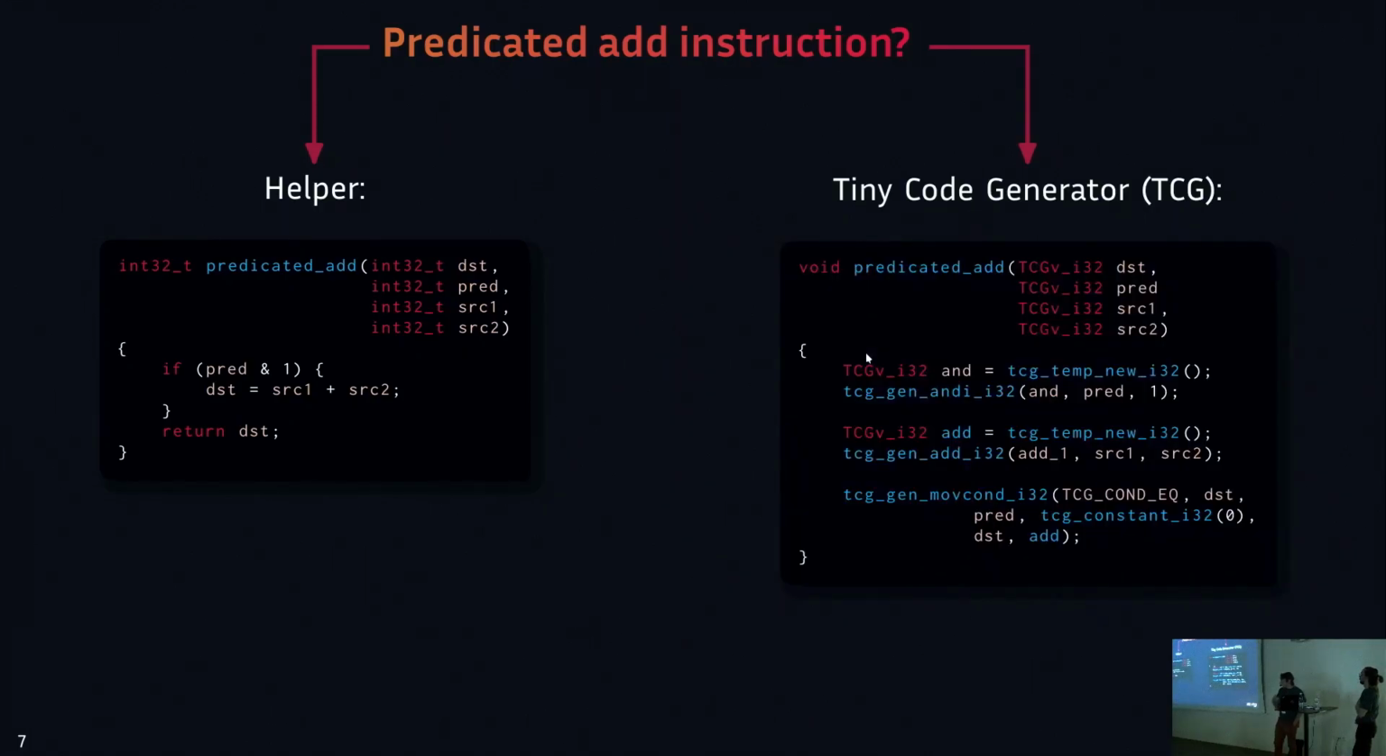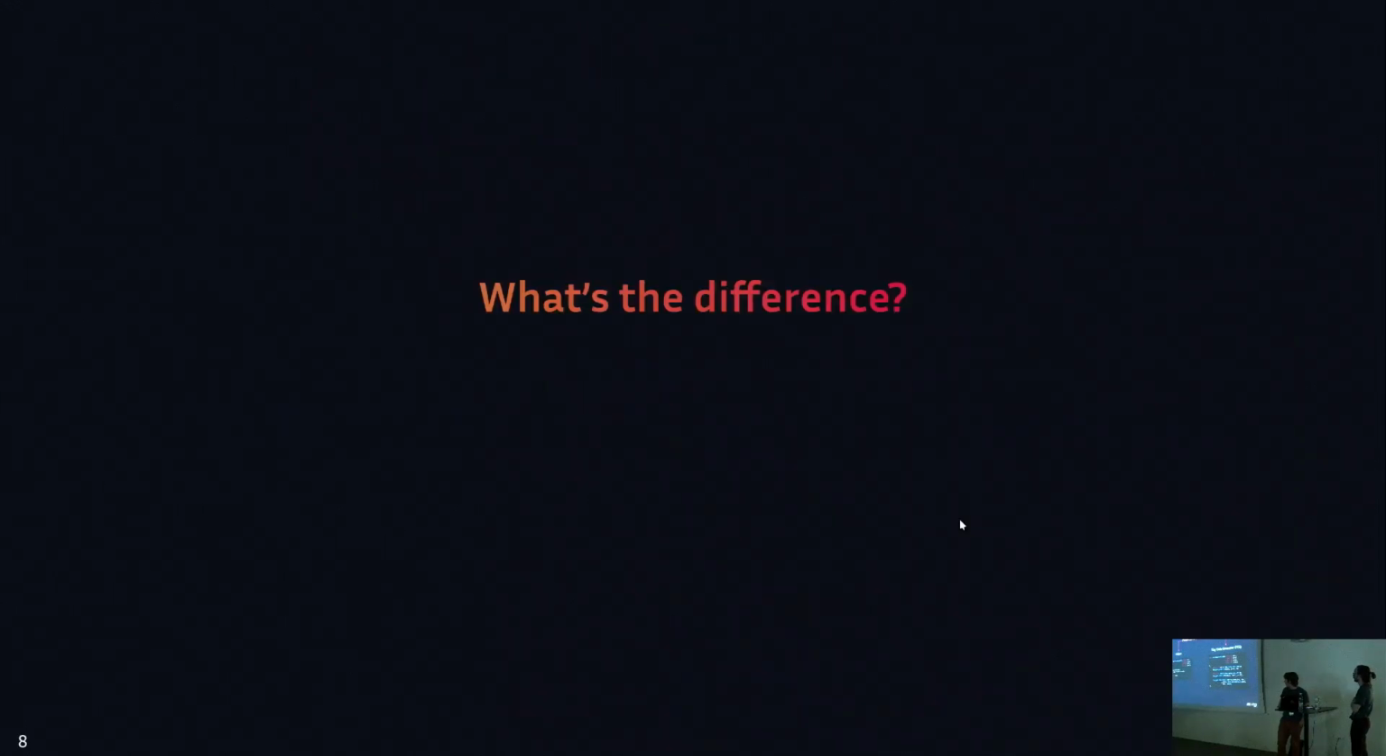But you don't actually write tiny code directly. You have to write a piece of QEMU code, which is called the tiny code generator, and basically emit these instructions. Very briefly, you can see that here we're creating a new variable. We are emitting an AND instruction, creating another variable, emitting the add instruction, and here we are emitting the conditional move. So this is what we want to emit.